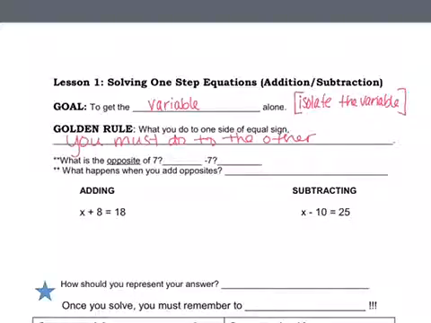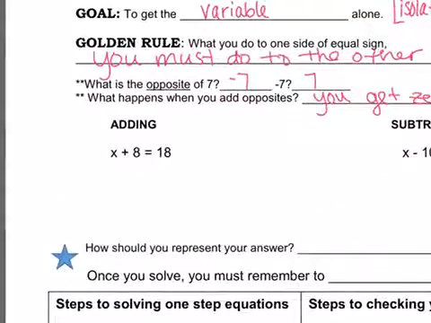And what is the opposite of 7? That would be -7. And the opposite of -7 would be 7. And what happens when you add opposites together? You'll always get 0. And we call that, hopefully we remember, a zero pair. It's important to know what zero pairs are and what opposites are for this specific lesson for one-step equations, adding and subtracting.